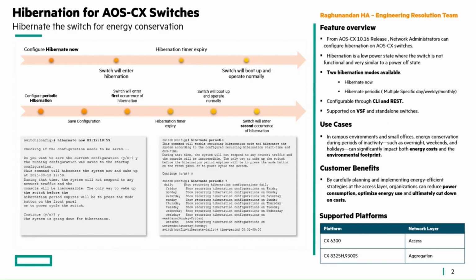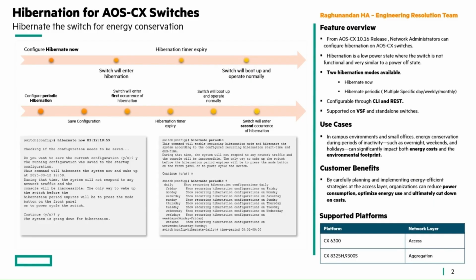What will happen in the periodic hibernation? Once you configure the periodic hibernation with the required schedules, you need to save the configuration. After that, the switch will wait for the first hibernation schedule. Once it hits the first hibernation schedule, it will enter the hibernation and again wait for the hibernation timer to expire. Once the hibernation timer has expired, the switch will boot up automatically and start operating normally. And again, it will wait for the second hibernation schedule and so on.